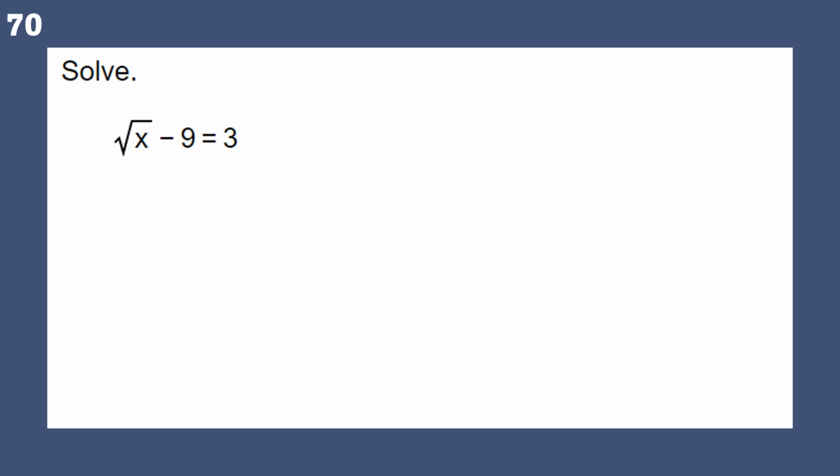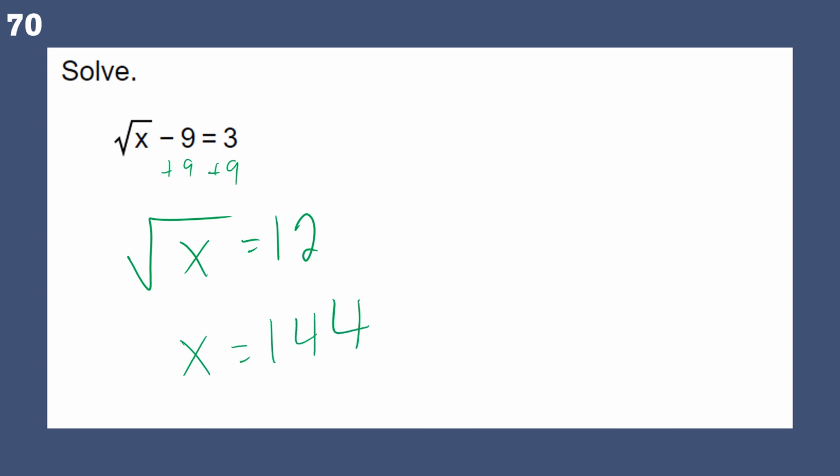Solve this radical equation. So the first thing we're going to do is get the radical by itself by adding 9 to both sides. That gives me the square root of x equals 12. Now I'm going to square both sides to get rid of my square root, and I get x equals 144. Okay, so now if I go back, if I plug in 144, does it work? 144, the square root would be 12 minus 9. Yep, it works. So I'm going to go with it.